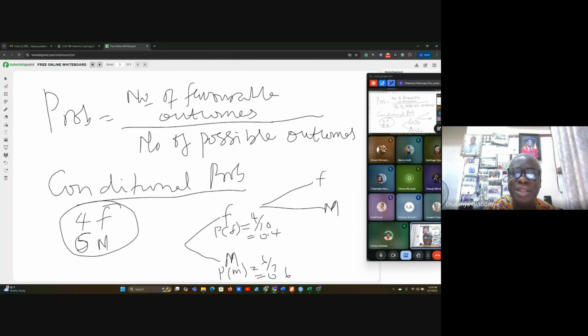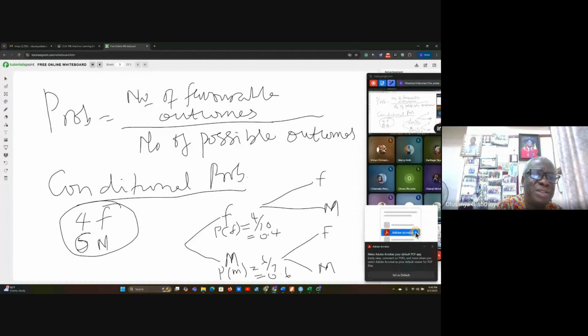If you pick male in the first, you could also pick female in the second or male in the second. Now there will be an issue. So we can talk about probability of female in the second, female in the second, given female in the first.